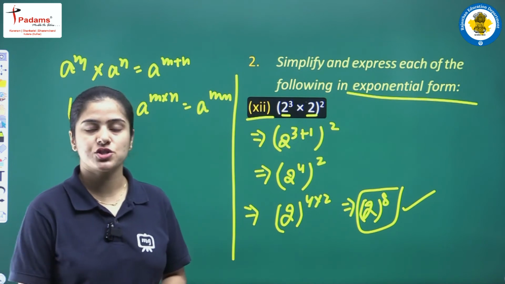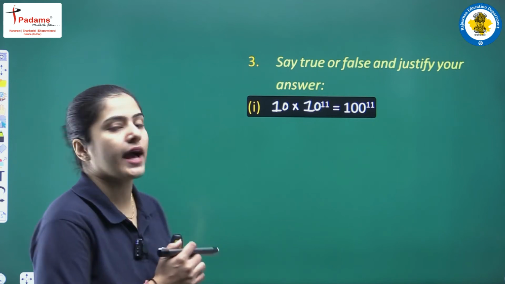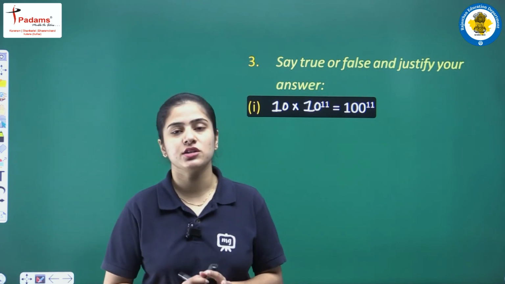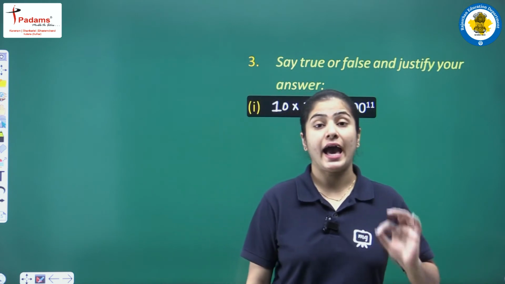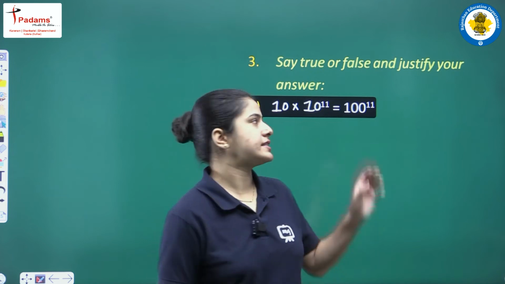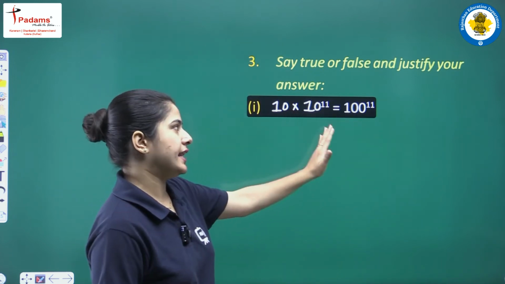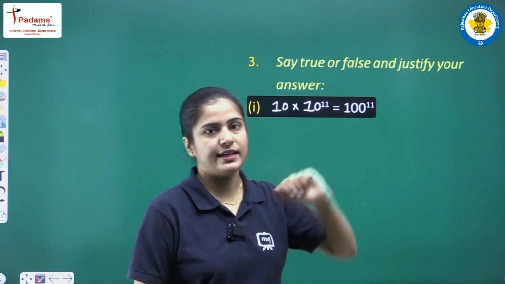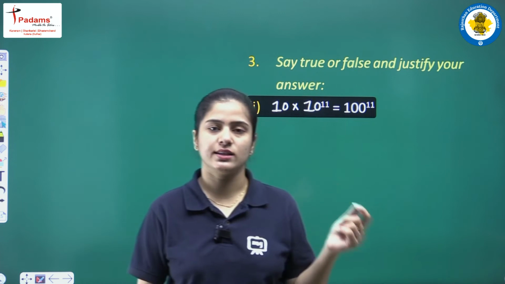Looking at your third question, what is that? Say true or false and justify your answer. So basically in this particular question, you have to find out whether this statement is true or false, and you need to justify your answer as well, right students? So firstly, looking at this question, this is 10 into 10 raised to power 11, that is equals to 100 raised to power 11, right? So firstly, we'll solve the left hand side, then we'll solve the right hand side.